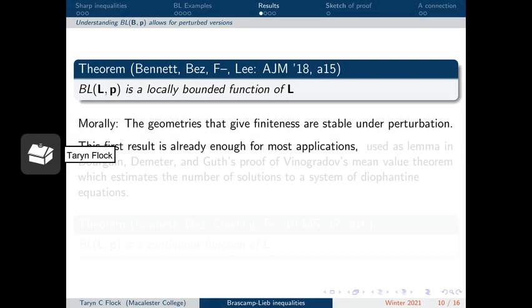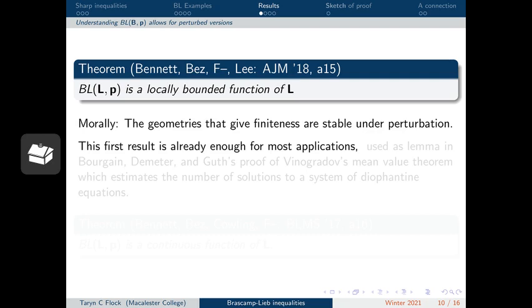So now let me tell you a bit about my own work on Brascamp-Lieb inequalities. So the first result that I was able to prove with my collaborators is that the Brascamp-Lieb inequality is a locally bounded function of the linear maps. Morally, the geometries that give me finiteness, this alignment of the kernels story, is actually stable under perturbation. This is not clear from that supremum over positive definite matrices formulas that you look at from Lieb's theorem.